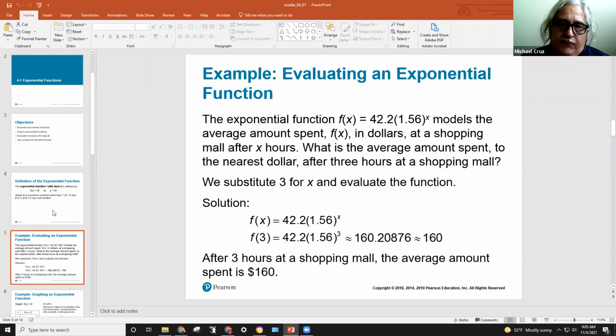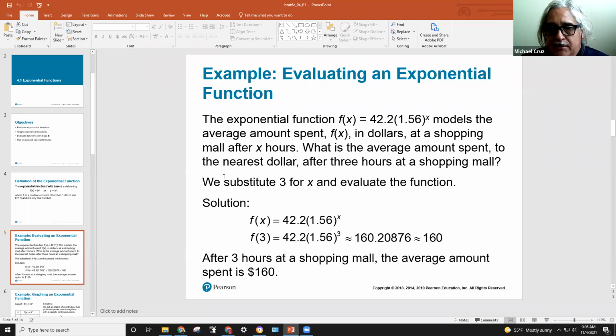So let's look at this first exponential function. This is just an evaluation of one, which is kind of the easiest thing to do with most of them. But we've got a function that says f of x is equal to 42.2 times 1.56 to the x power, models the average amount spent, and that's what f of x or y, or the output, is going to be, in dollars at a shopping mall after x hours. And then they just ask us, what is the average amount spent to the nearest dollar after 3 hours at a shopping mall? Well, it's really pretty simple.